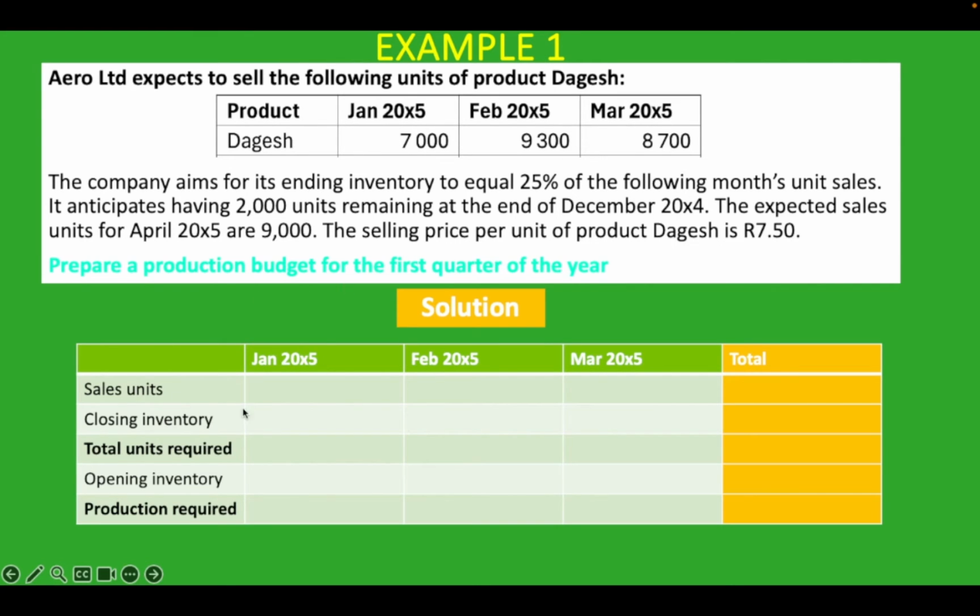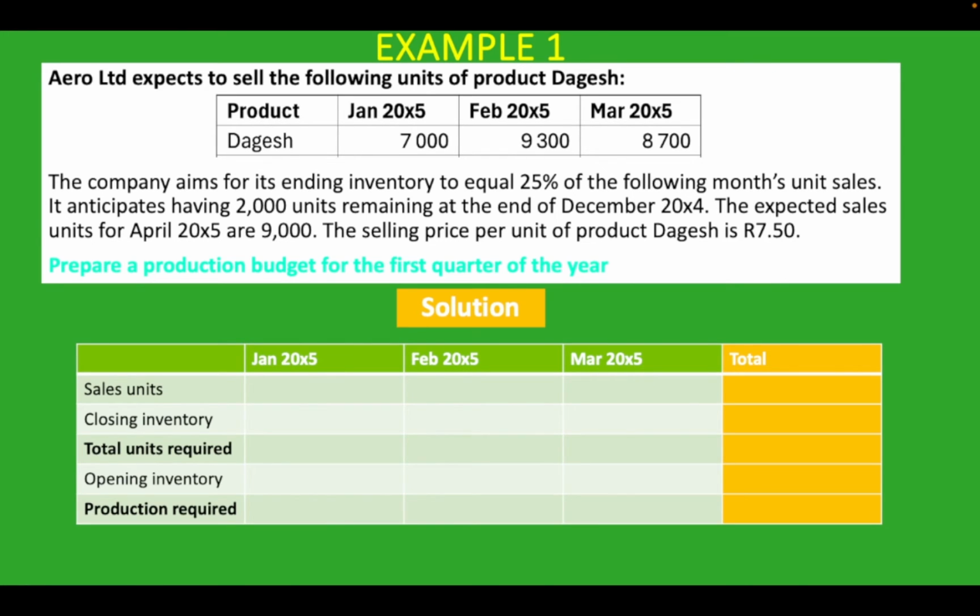So the sales units here that we are going to put in are the expected sales units. What are they? Well, it's so easy because we are given them here. For January, we have 7,000. For February, we have 9,300. And for March, we have 8,700 units. And that's exactly what we are going to put here as the sales units: how much we intend to sell in each of the 3 months.